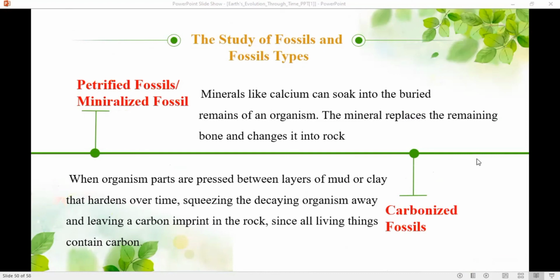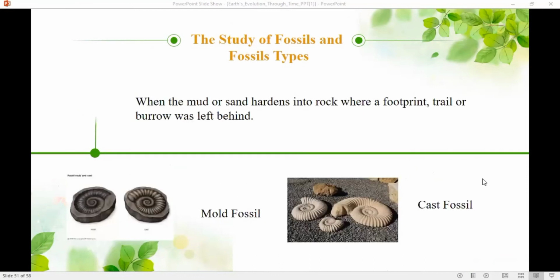Next, the carbonized fossil. If petrified fossil replaces the remaining bones of an organism, the carbonized fossil leaves an imprint or a carbon print attached on something. And lastly, the trace fossils are the type of fossils where trails of footprints harden into the mud, leaving its shape.